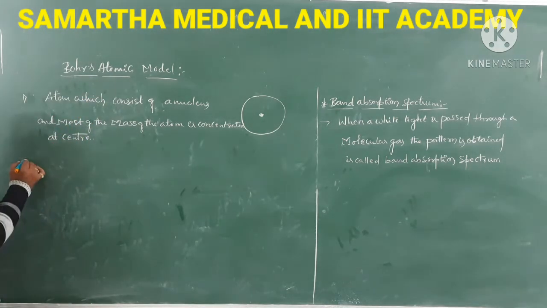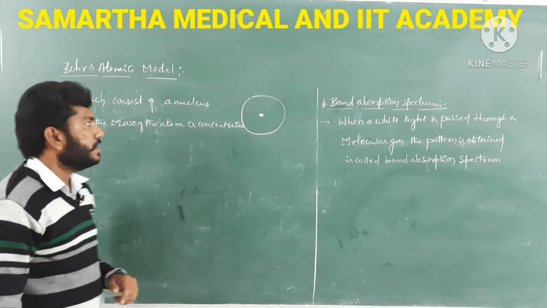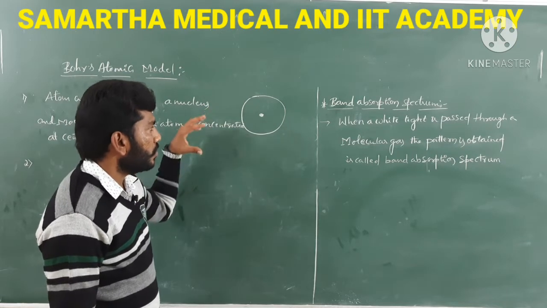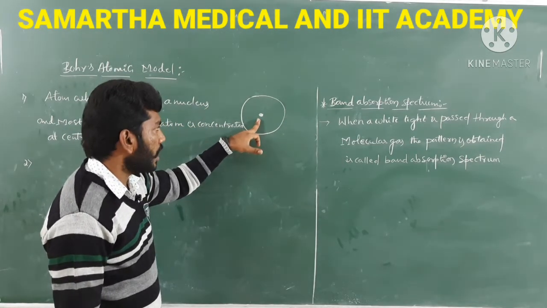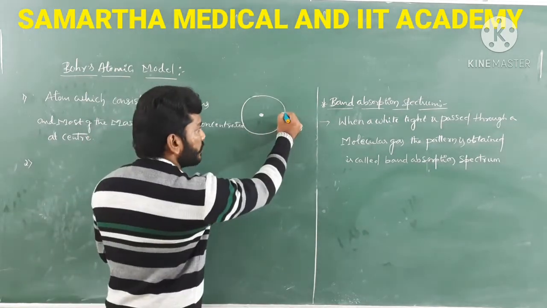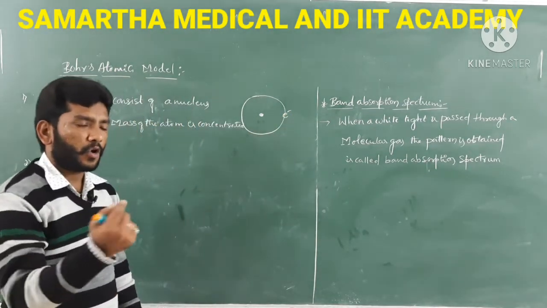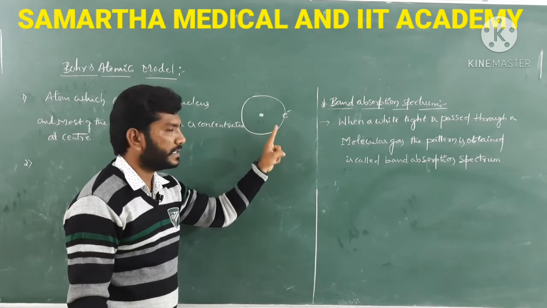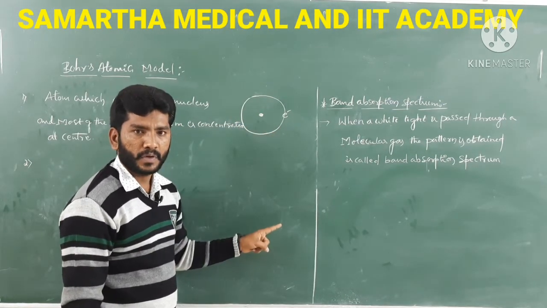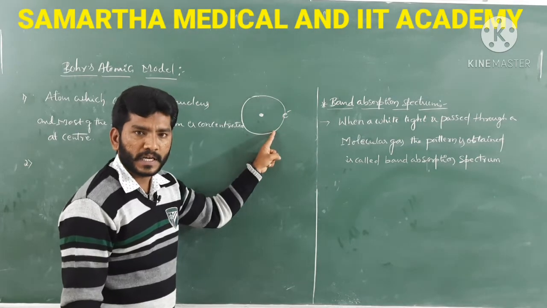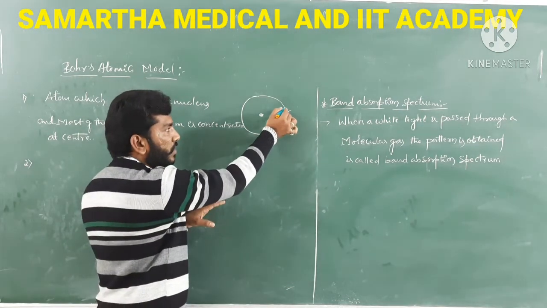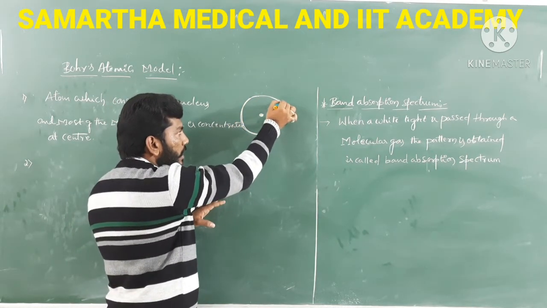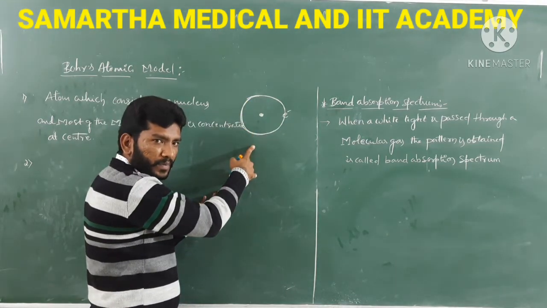And then the second postulate, what he is going to tell us. Since we have an atom and the nucleus has to be there at the center, around that nucleus what will be there? Electrons have to be there, right? According to him, the second postulate is that the electron revolves around the nucleus in a certain circular path called an orbit, isn't it? The electron revolves around the nucleus in a certain circular path called an orbit.